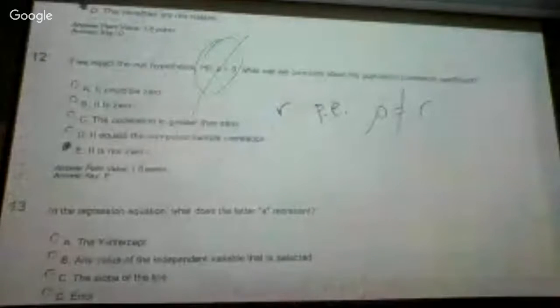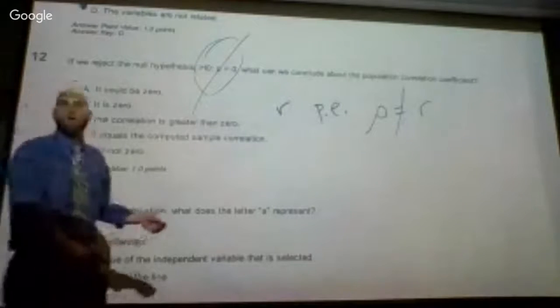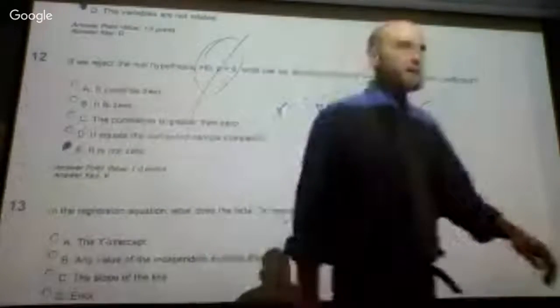13. Looks like we're going to go through our A, B, X, and Y hats. What's A represent in the regression equation? What's A represent? Hey, Caroline, what's A represent? Do you know?